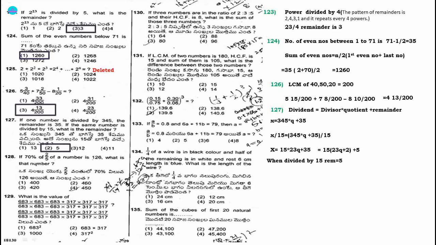If 70% of 2 by 5 of a number is 126, so 70% means 70 by 100 into 2 by 5 into a number x is equal to 126.